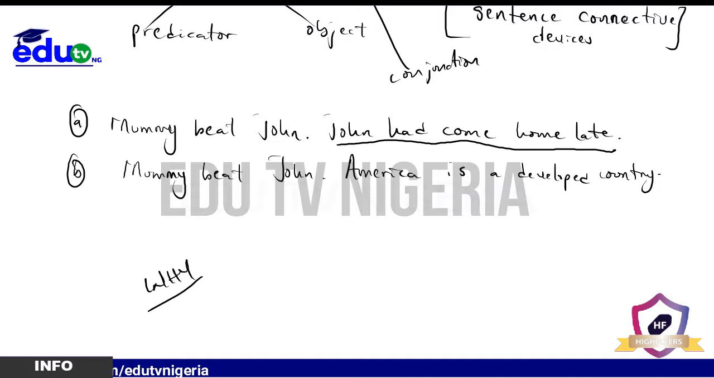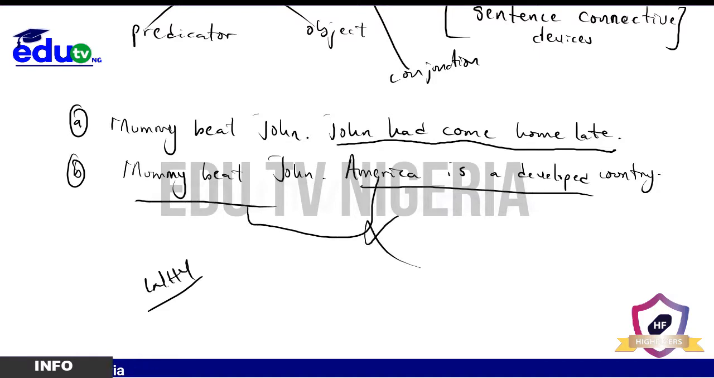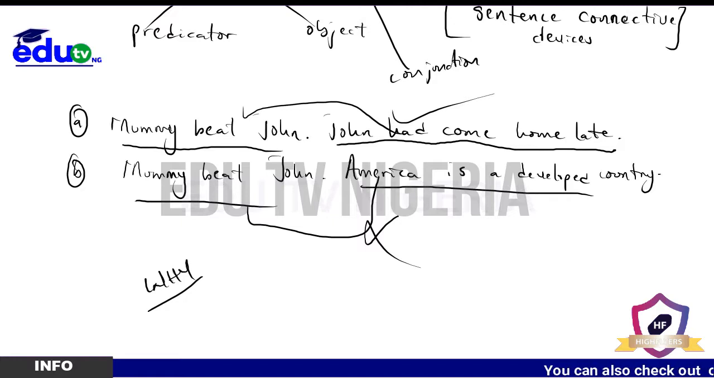But look at the second sentence. Mommy beat John. America is a developed country. Now you want to ask yourself, what is the relationship between "America is a developed country" and "Mommy beat John"? Zero. Nothing. But what's the correlation between "Mommy beat John" and "John had come home late"? A whole lot. Because "John had come home late" is a reason why Mommy had beaten John. So it's a reason for John being beaten by Mom. Do you understand that? That is what we mean by coherence.